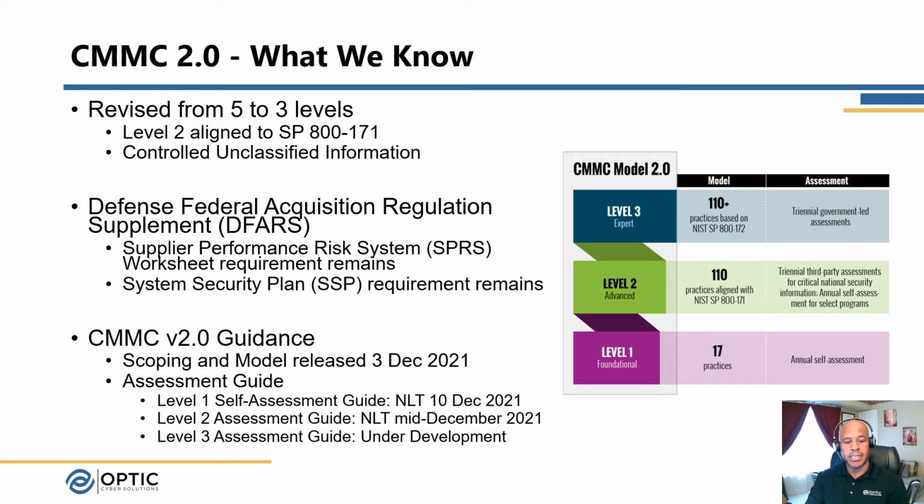We're still waiting for the assessment guide for all 3 levels. It looks like level 1 no later than December 10, level 2 mid-December, and level 3 is still under development. What we'll focus on here, for organizations preparing for a level 2 assessment, are some of the resources you could use to keep that momentum going as you build out preparation for CMMC version 2.